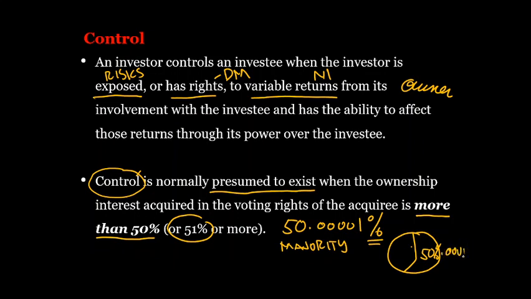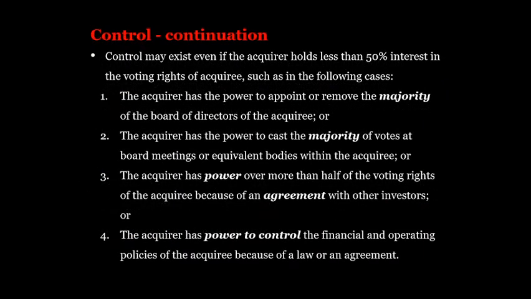Ganun dapat, no? Okay? Then it's safe to assume that you have control over the entity. Now, as a continuation, it may exist even if the acquirer holds less than 50% interest in the voting rights of the acquiree, such as in the following cases. So, ayan, basahin natin. Mabilis lang to. The acquirer has the power to appoint or remove the majority of the board of directors of the acquiree.